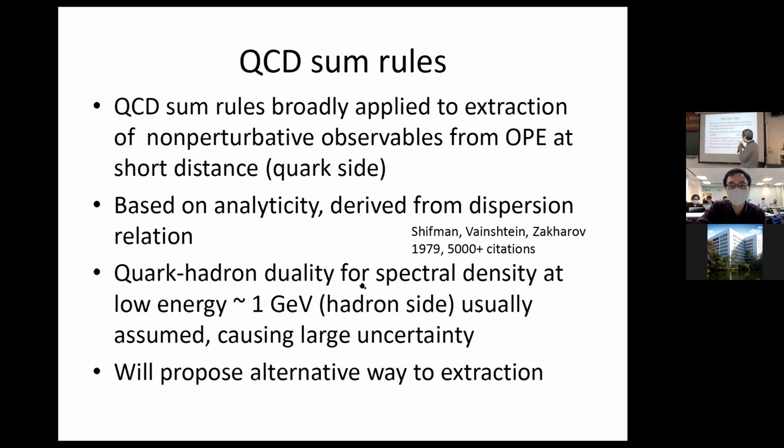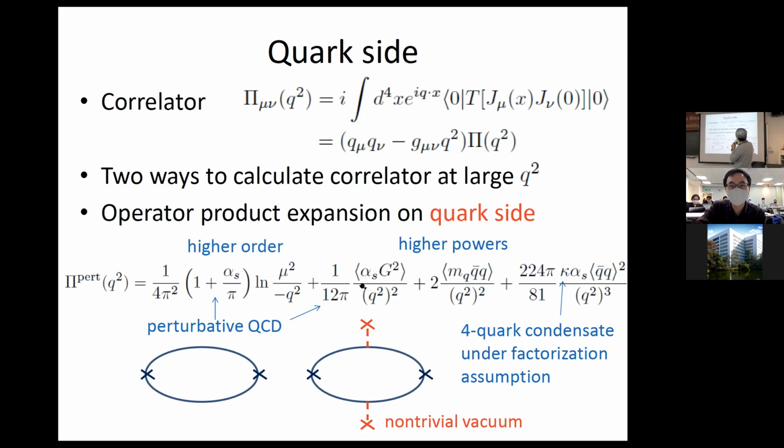So in this talk, I will propose our alternative method to extract the non-perturbative observables. First, let me define this correlator. It is defined by this current correlator, where Pi is called the vacuum correlation function, and there are two ways to calculate this correlator at large Q squared.